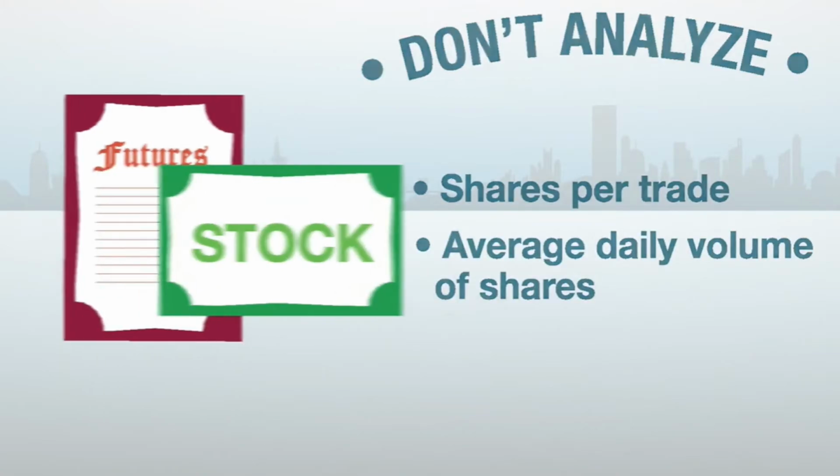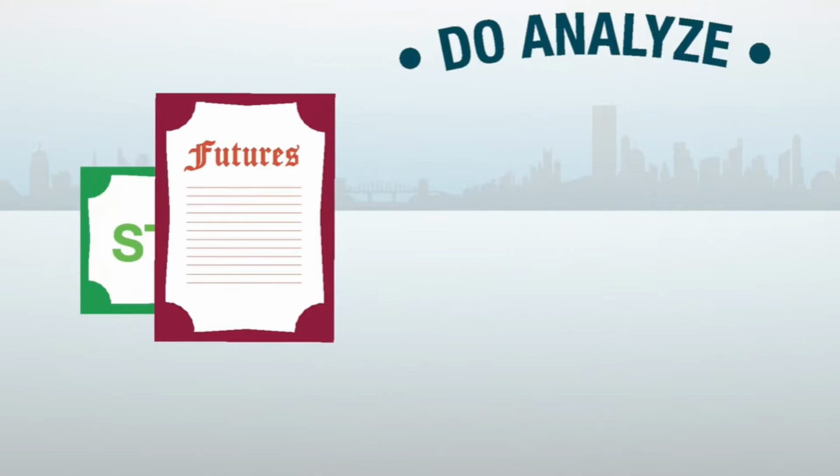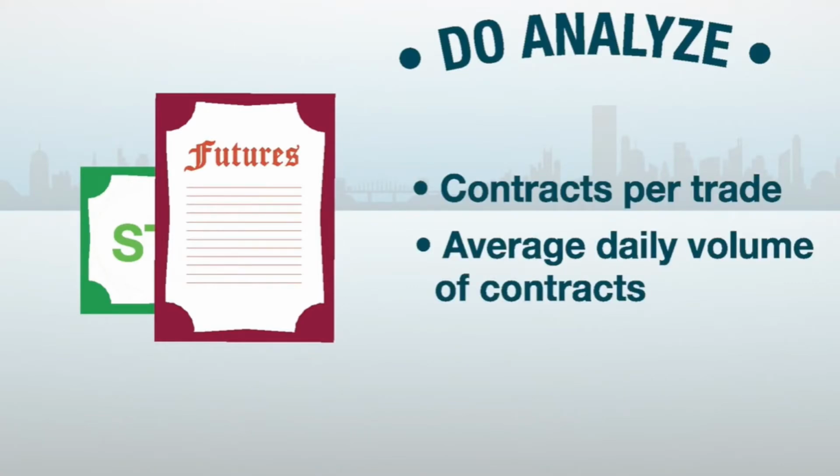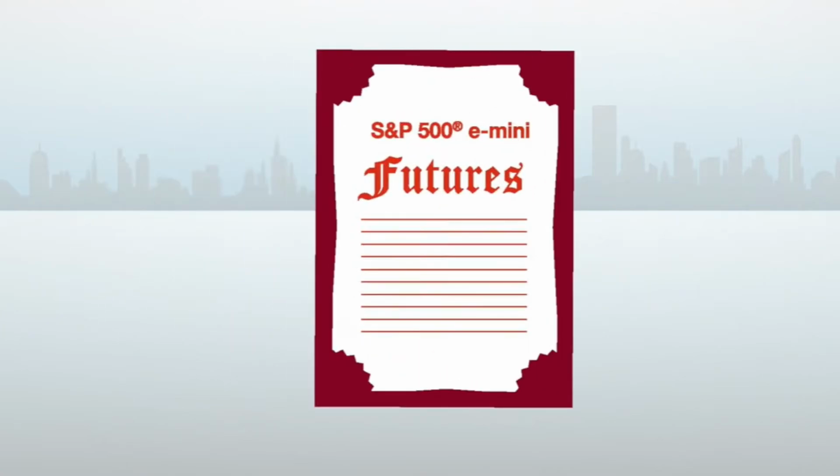Here's an example of a futures contract that tracks the S&P 500 stock index. This contract is known as the S&P 500 E-mini and trades with the symbol ES. As you can see, daily volume for the ES looks similar to the stock examples we examined earlier.